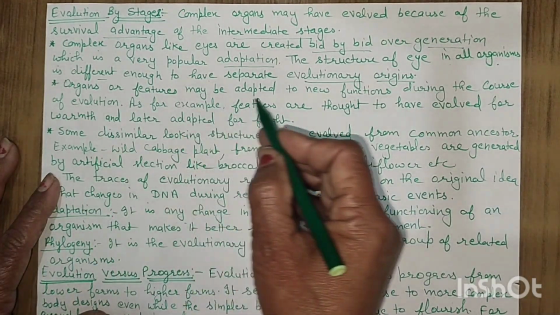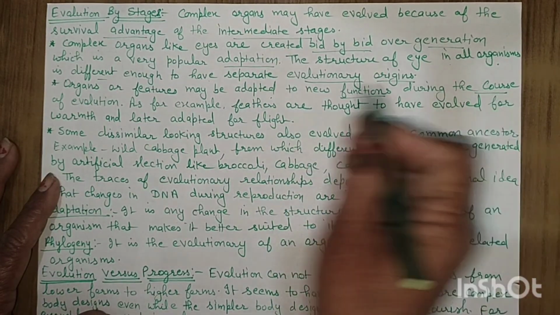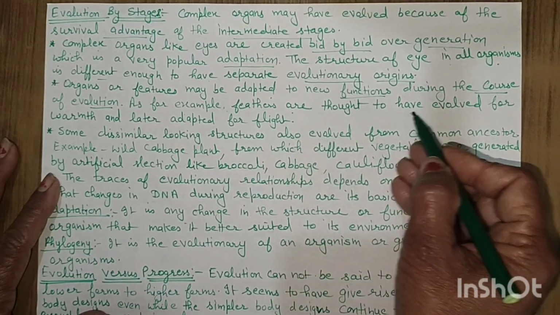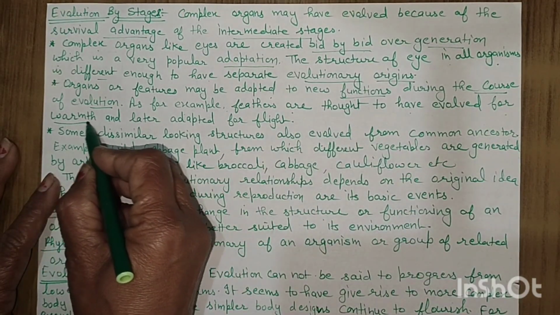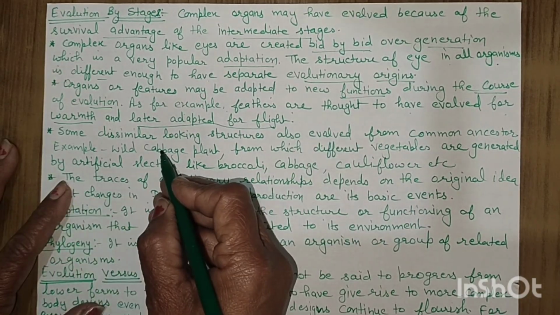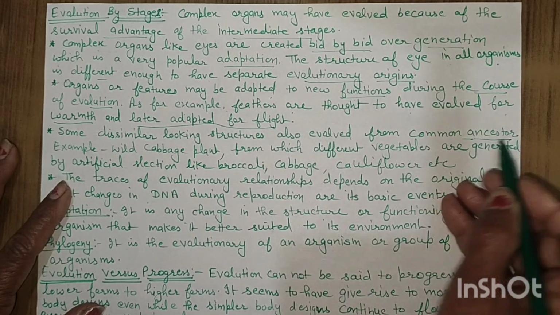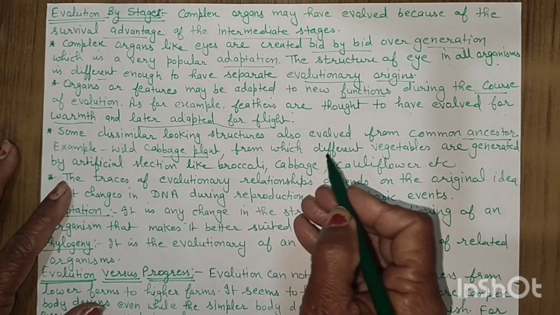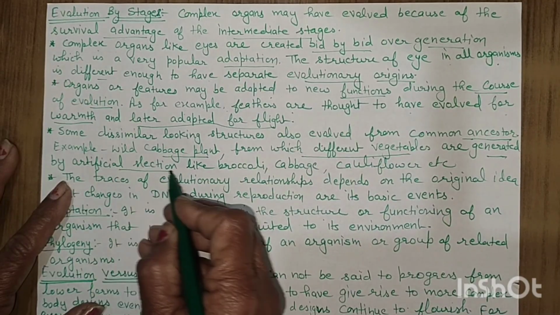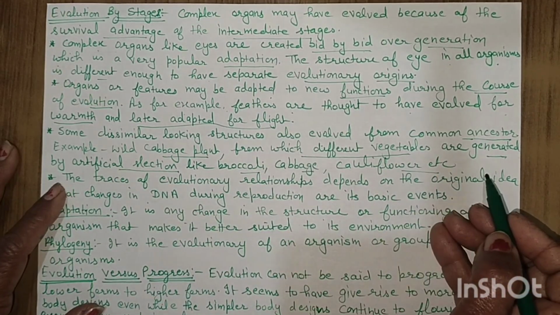Organs or features may be adapted to new functions during the course of evolution. For example, feathers are thought to have evolved for warmth and later adapted for flight. Some dissimilar looking structures evolved from a common ancestor. Example, the wild cabbage plant from which different vegetables are generated by artificial selection, like broccoli, cabbage, cauliflower, etc.